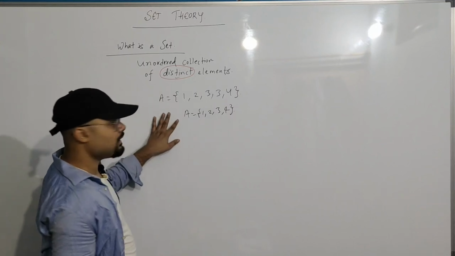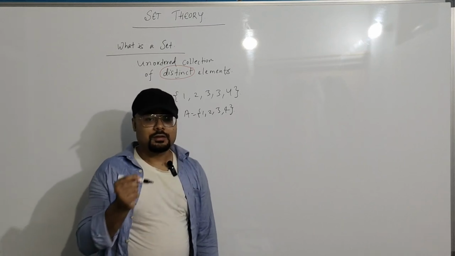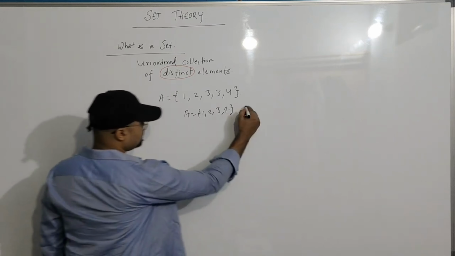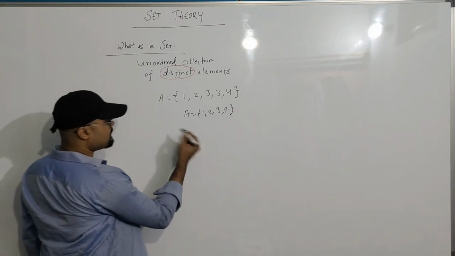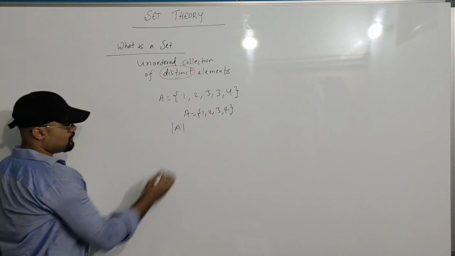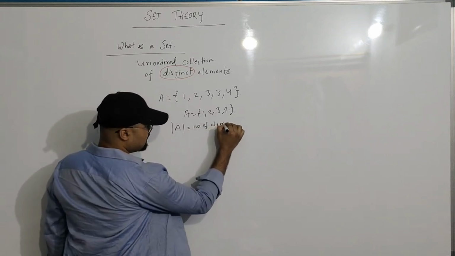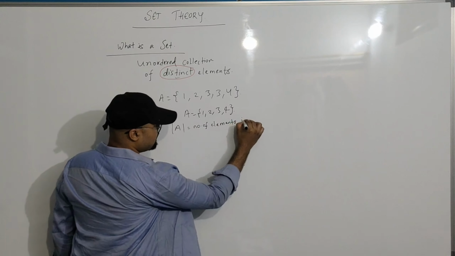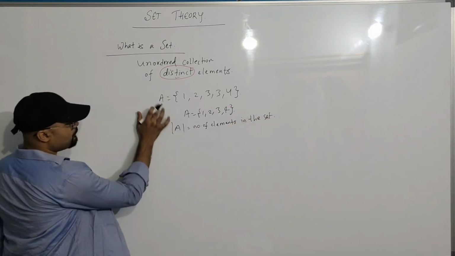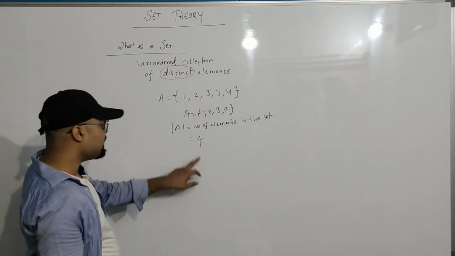So cardinality of A. What is the cardinality of a set? Cardinality of the set is the number of elements in the set. Cardinality is represented like this. So this means cardinality of the set, which is equal to the number of elements in the set. So cardinality of A is 4.